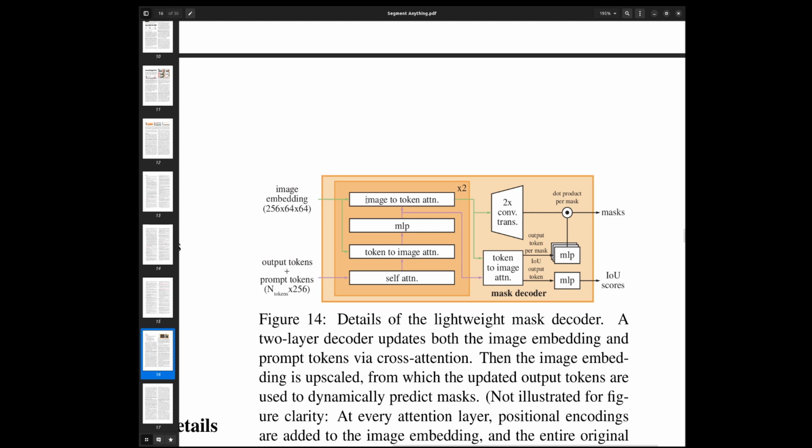So in this case, the question is, from which factor are the keys, queries, and values of the attention here and here computed? I'm going to guess that on this token-to-image attention, you compute the keys and values from the prompt and the output tokens, but you keep the queries from the image embeddings. And here vice versa, I guess, because that would make sense.